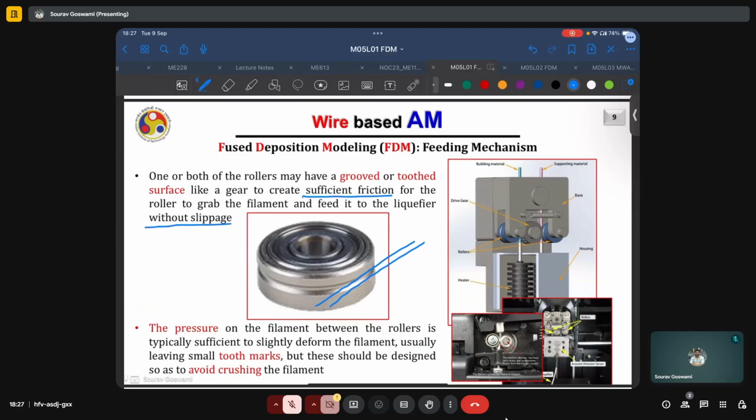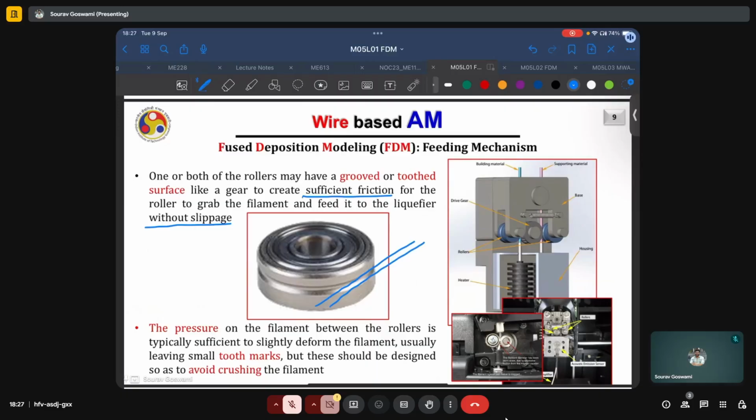Of course, if there is a multi-material functionality, not only would the wire have to be fed in the forward direction, it would also need to be retracted from time to time so that the other wire material can be fed. So it is very important to ensure that there is no slippage at all between the rollers and the wire filament. This is ensured by having a grooved or toothed surface where the contact area between the filament and the gears or the two rollers can be maximized and sufficient friction can be ensured.